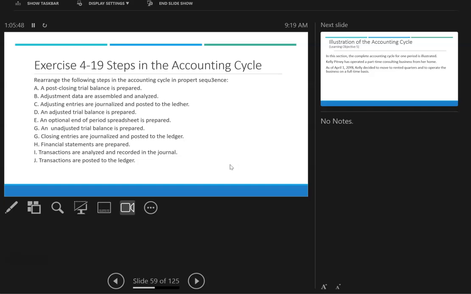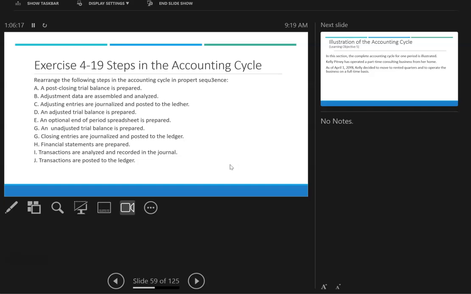Right below it, J. They're posted to the ledger. Then what's next? Oh, sorry, I screwed that up. I have two G's. It's really F. An adjusted trial balance is prepared, right? Sorry, guys. Then what's next? C. B. Adjustment data is assembled and analyzed.